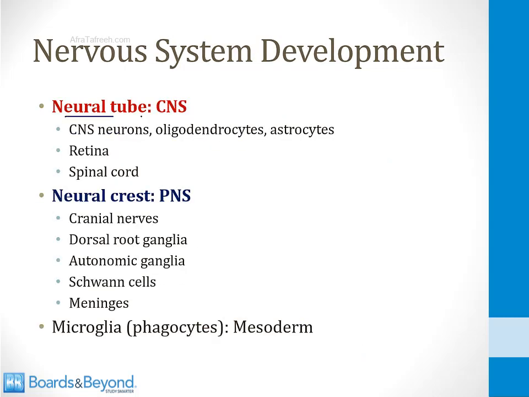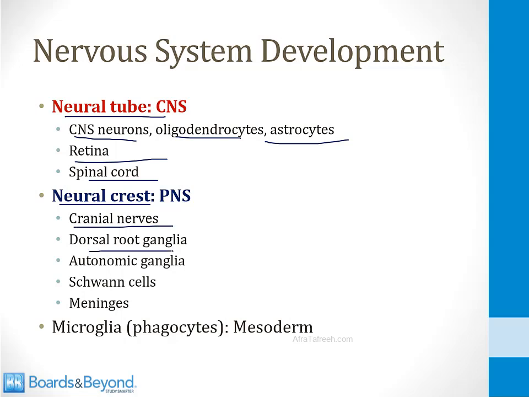Most of your central nervous system comes from the neural tube, and most of your peripheral nervous system comes from the neural crest. Structures that derive from the neural tube include things like the central nervous system neurons, oligodendrocytes and astrocytes, also the retina and the spinal cord. Structures in the peripheral nervous system that come from the neural crest are things like the cranial nerves, the dorsal root ganglia, the autonomic ganglia, Schwann cells, and the meninges. And then finally, the microglia, which are phagocytes, come from the mesoderm.